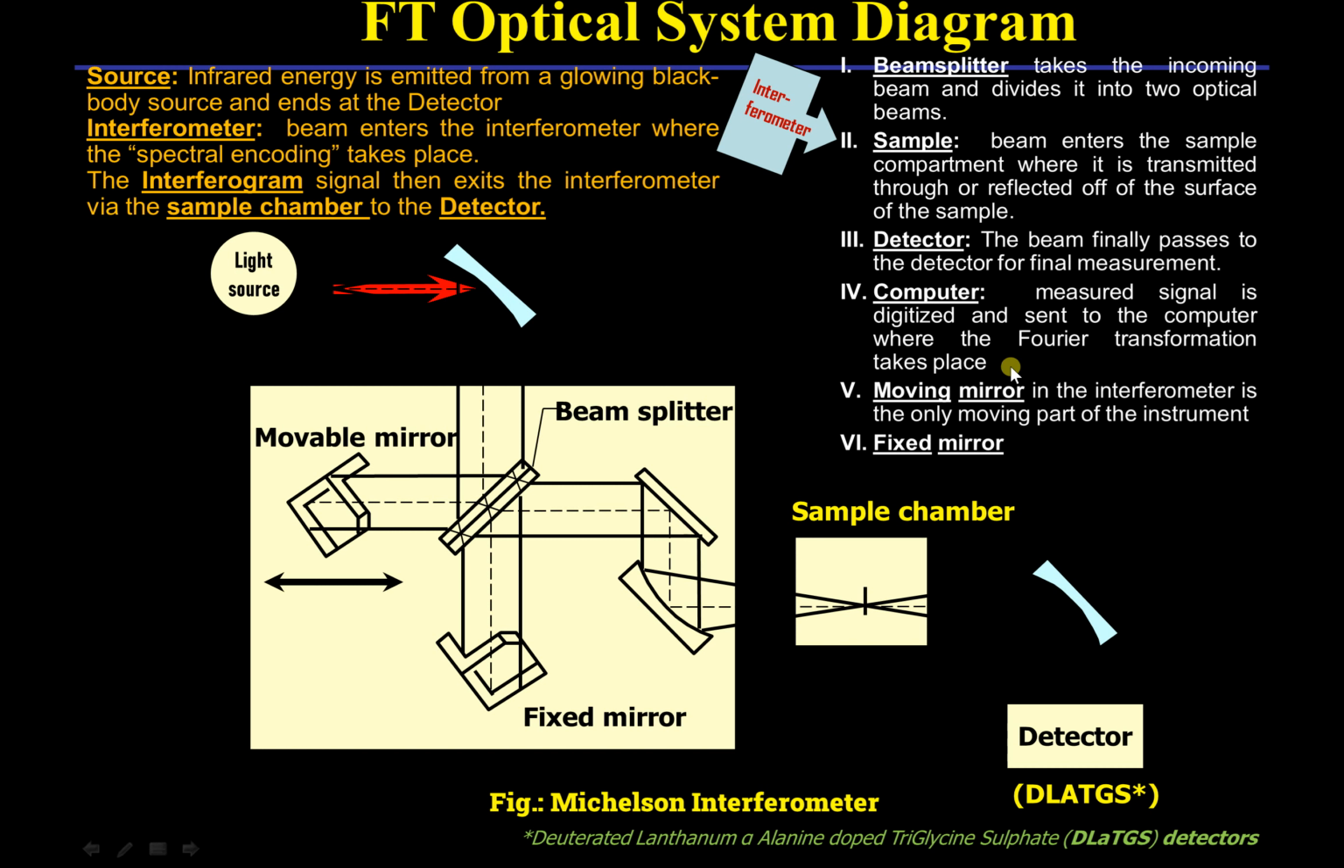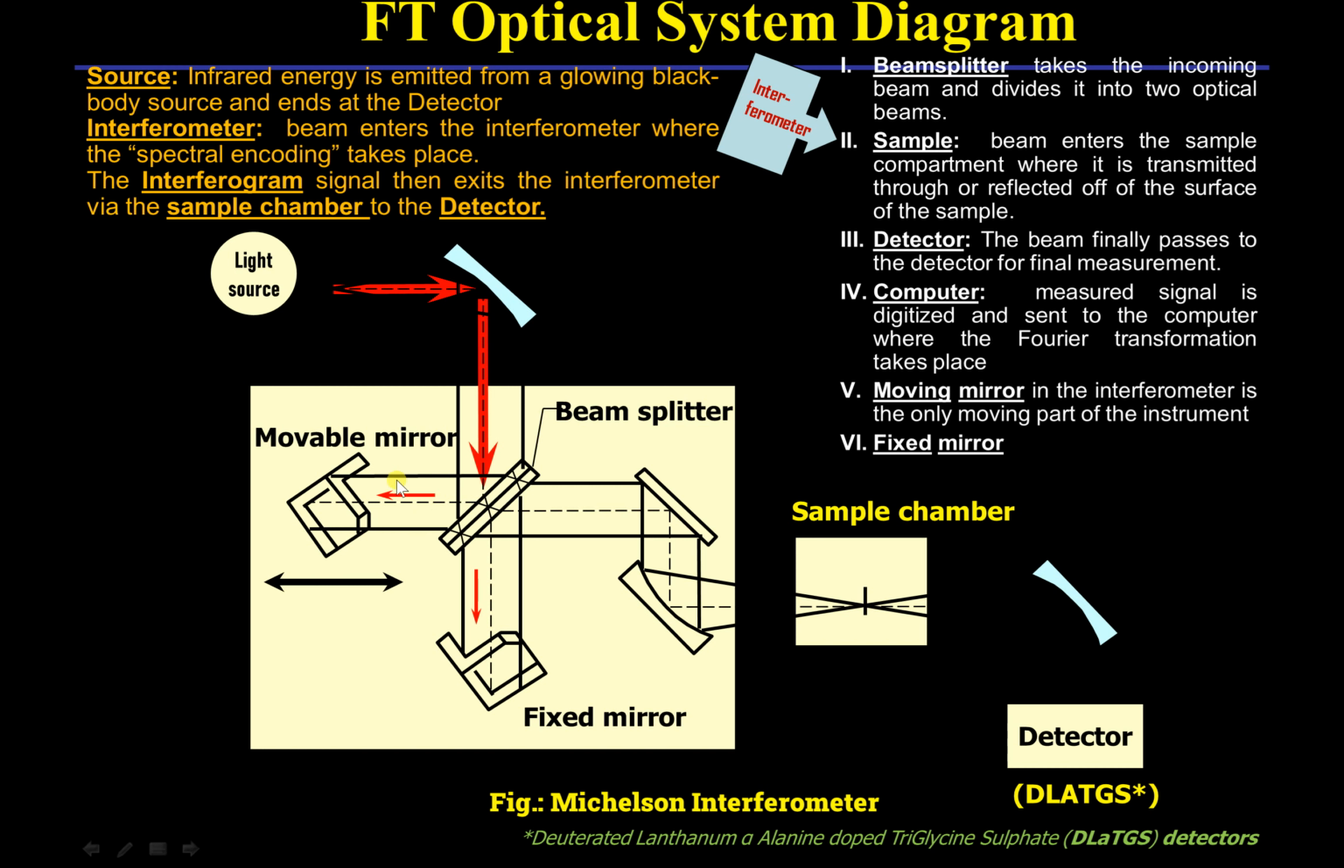These are the components of the interferometer, and the beam enters the interferometer where the spectral encoding starts taking place. First it falls on the beam splitter, which takes the incoming beam and divides it into two optical beams. Okay, so one enters the sample and another enters the beam. The beam enters the sample compartment where it is transmitted through and reflected off the surface of the sample. Okay, so there is nothing called reference here.